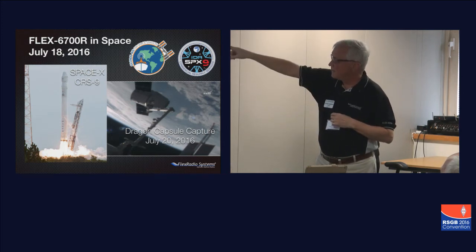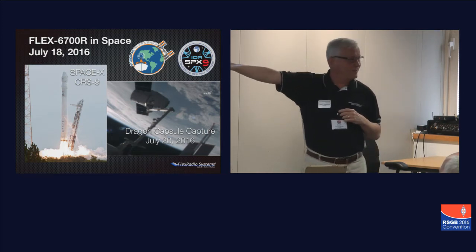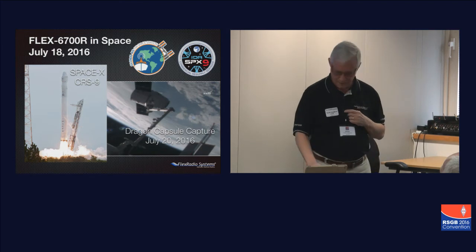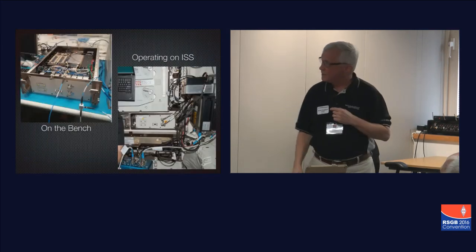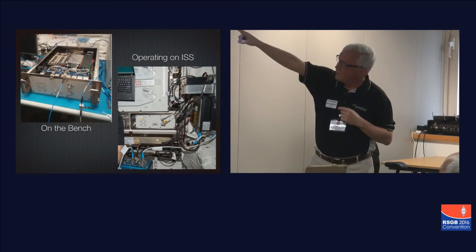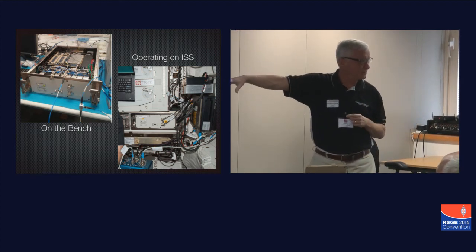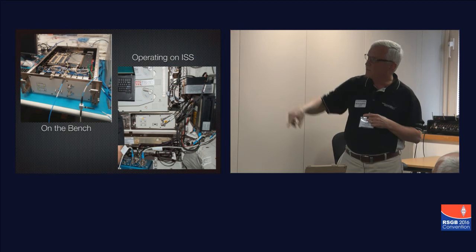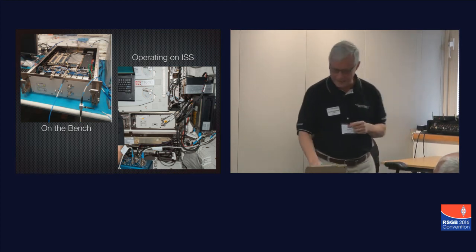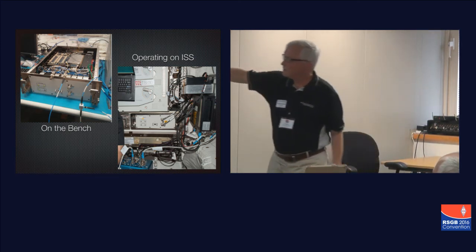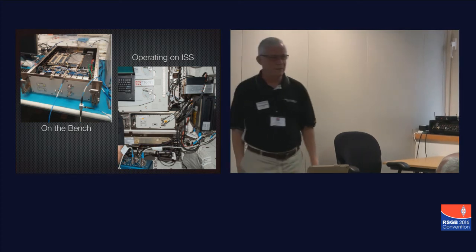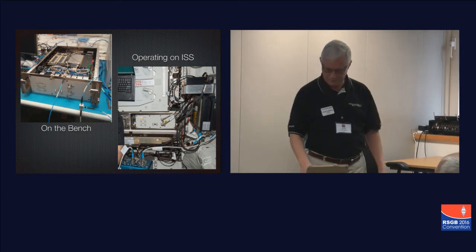And it was on a Dragon capsule. That's literally the unit being captured there on the space station. And on the left, you'll see the board up inside there. That's a 6700 main board from a 6700, and that's being tested in the lab. The lower right is the unit actually installed and operational on the space station.